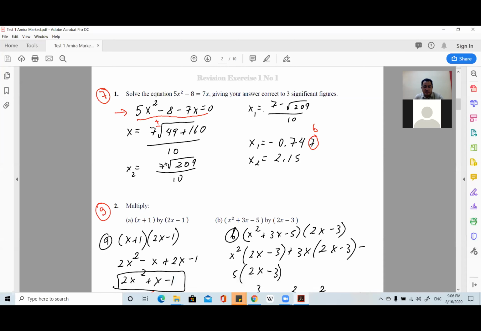So we need to bring it to the standard form, right? Ax squared plus bx plus c equals 0. Then after that, you need to use the formula and solve this. That is, how to say, the ideal solution. Actually, when you just solve this, here, your solution is correct.